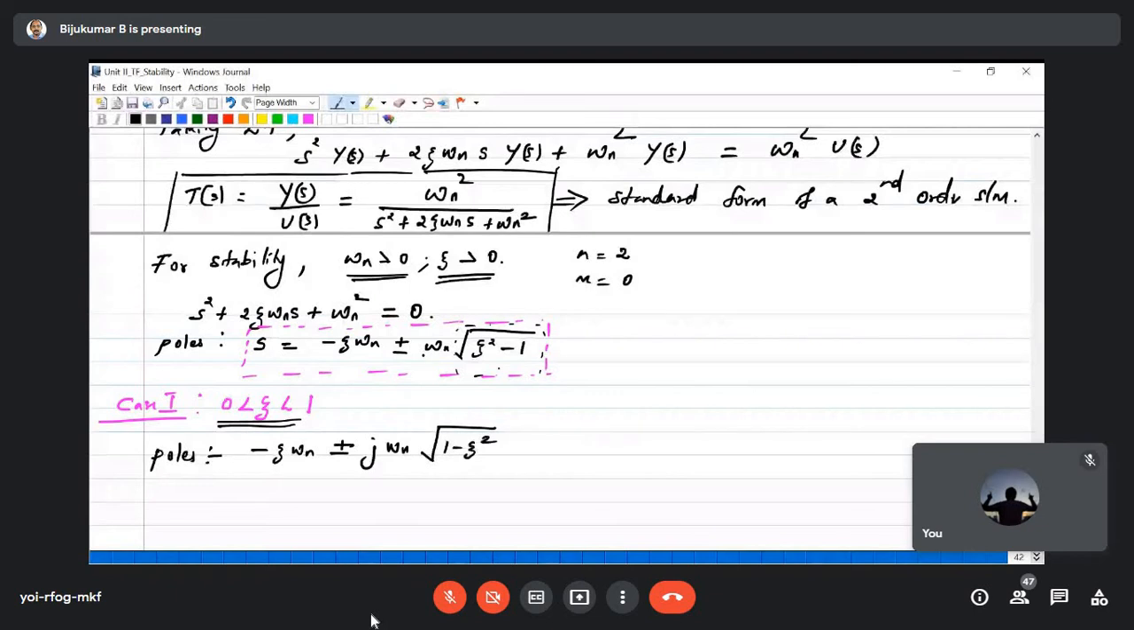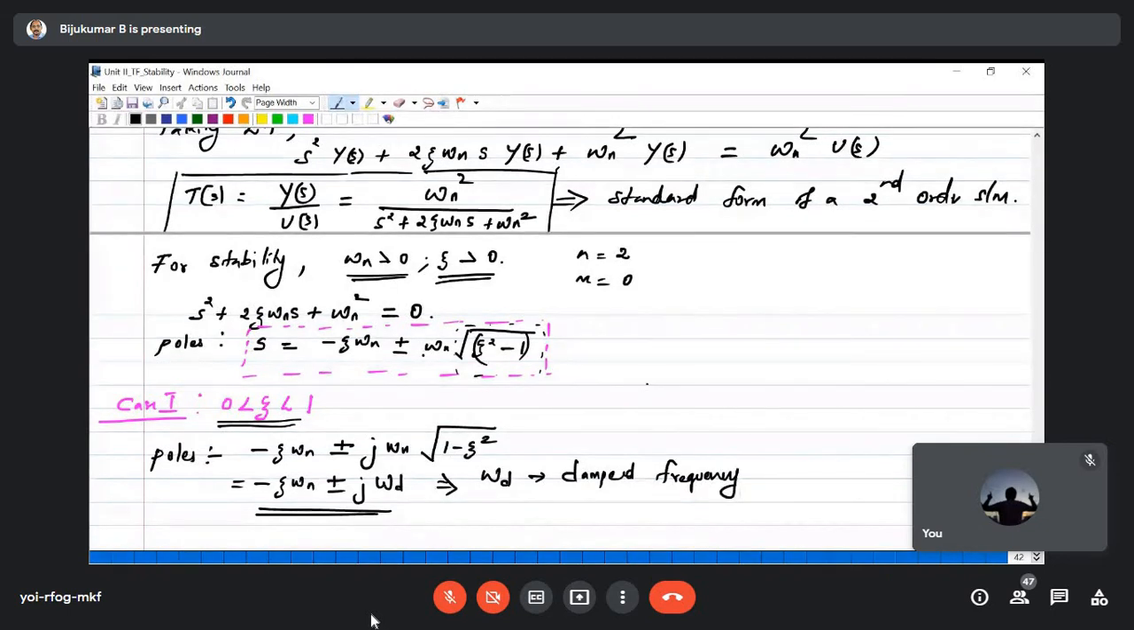Because I am taking minus common from here, because zeta is less than 1 means obviously this will go negative. So in general, we can write minus zeta omega n plus or minus j omega n multiplied by root of 1 minus zeta square. Clear? So this can be again written as minus zeta omega n plus or minus j omega d. We will see omega d later. Omega d is called the damped frequency.